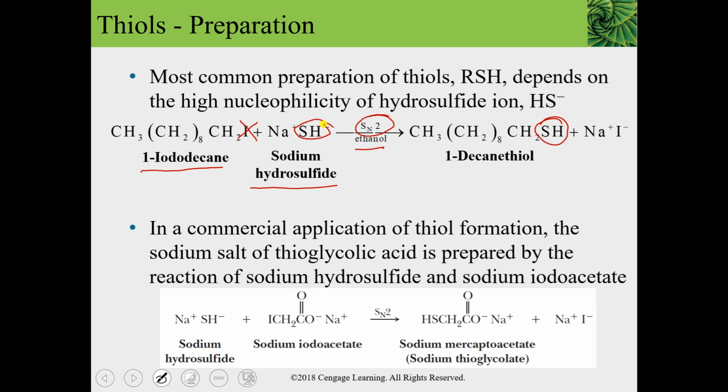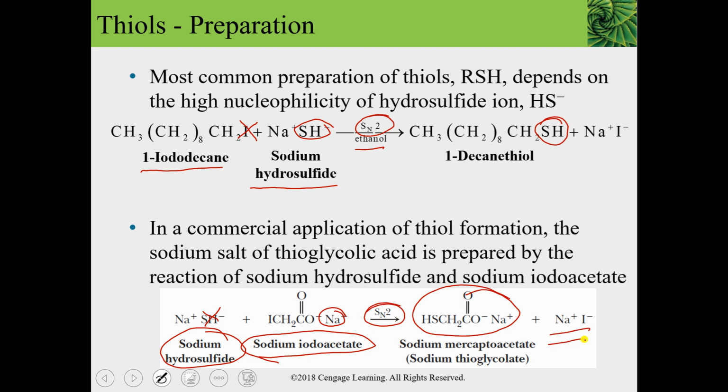All right. Commercial applications of thiol formation: we get the sodium salt of thioglycolic acid. We get that by sodium hydrosulfide with sodium iodoacetate. So what do you see happening? What we see is that this comes off, where this gets added, and we have a combination here. This is an SN2 reaction, and our other product is sodium iodide.